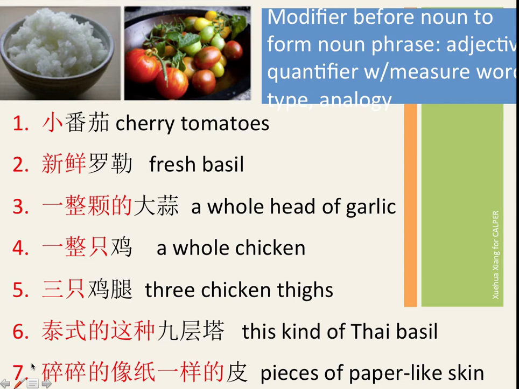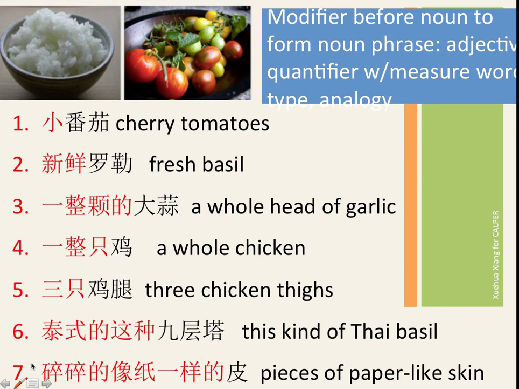Then, 罗勒 basil, fresh basil, 新鲜罗勒. Or you can say 新鲜的罗勒. If it's not fresh, 不新鲜的罗勒. When you use 不新鲜, you have to use 的 because it's just unusual and it's less closely related to our typical thinking about basil.